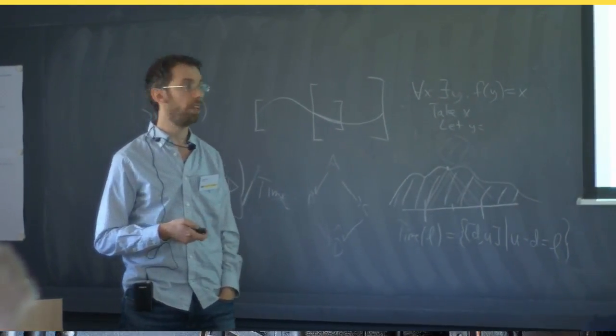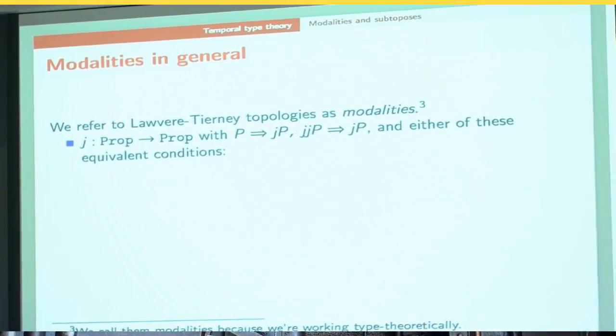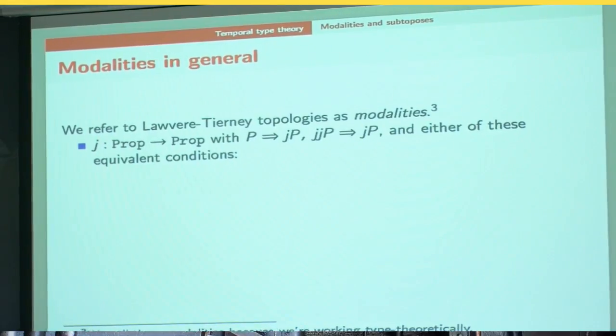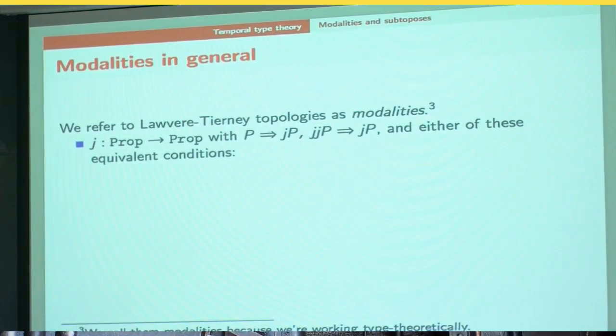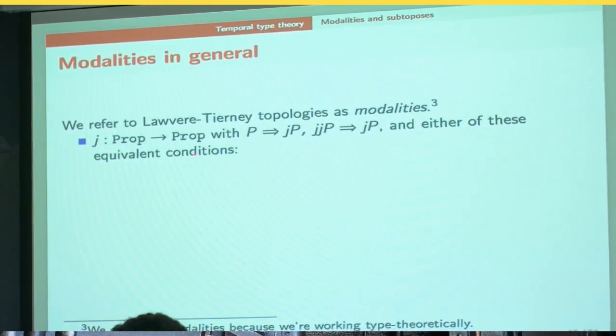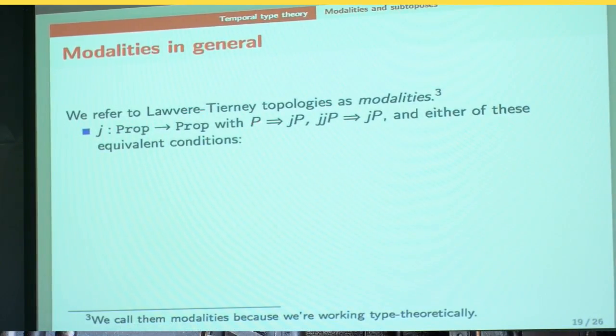Okay, sorry. So we refer to Lawvere-Tierney topologies, if you know what one basically is, as a modality, because we're working type-theoretically or logically, and temporal-logically, so modalities are something people talk about in that context. But what is one? It's a function from Prop to Prop where it satisfies three rules.